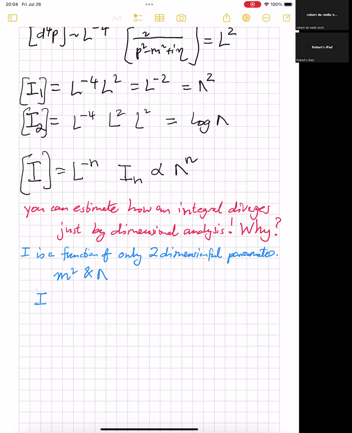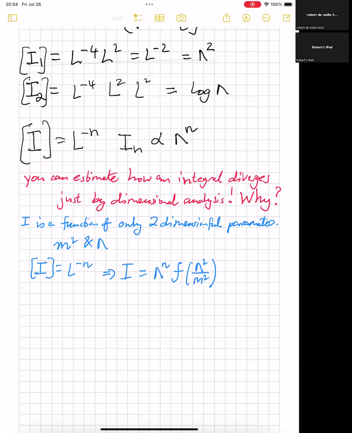So for example, let's say that I was dimension L to the minus n. Then in general, you would learn that I is equal to some lambda to the power of n, but then we could have any function f of lambda squared over m squared, for example, because lambda squared over m squared is dimensionless. And then, in fact, you simply could not tell how the integral diverges because there's all kinds of non-trivial dependence sitting inside f. So in general, you cannot tell what the divergence is, so what the power of lambda is.